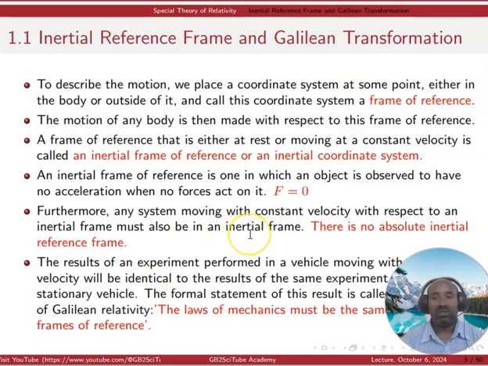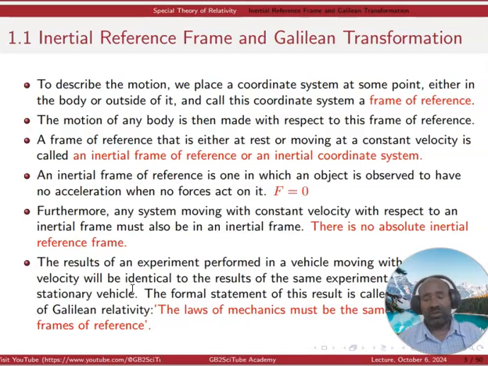So we are considering two frames. One is stationary, the other one is moving with constant velocity. Of course, this kind of reference frame is an absolute inertial reference frame. That means that any system moving with constant velocity with respect to an inertial reference frame must also be an inertial reference frame.